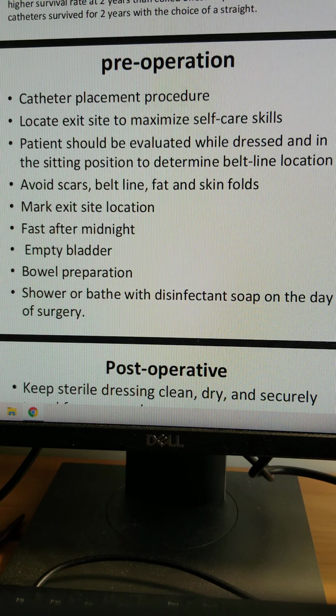Avoid sodium phosphate bowel preparation, for example, Fleet enemas. Shower or bath with disinfectant soap on the day of surgery.